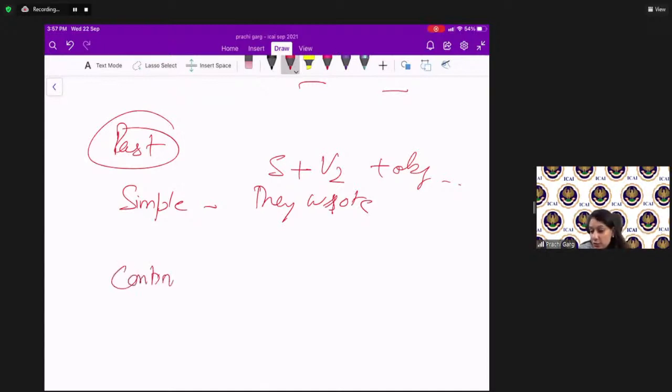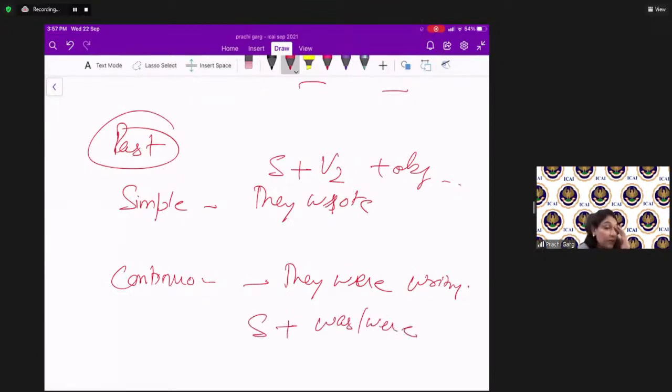Let's talk about the continuous. They were writing. Now, in the continuous form, we use subject plus was or were. Was and were will depend on the use of a singular or plural subject. If it is a singular subject, we use was. If it is plural, we use were. Plus verb plus ing form. Writing, eating, drinking, running, swimming, right? So this is how we write the continuous form.